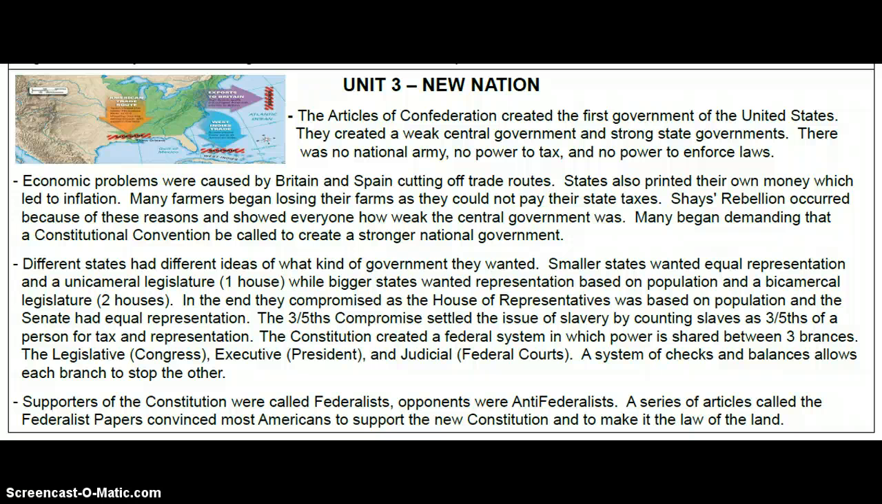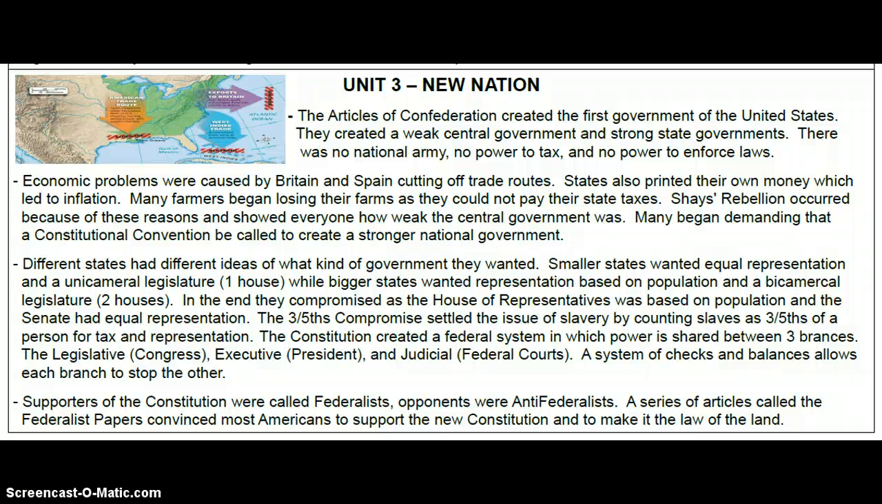Different states had different ideas of what kind of government they wanted. Smaller states wanted equal representation and a unicameral legislature, one house, while bigger states wanted representation based on population and a bicameral legislature, two houses. In the end, they compromised as the House of Representatives was based on population and the Senate had equal representation.